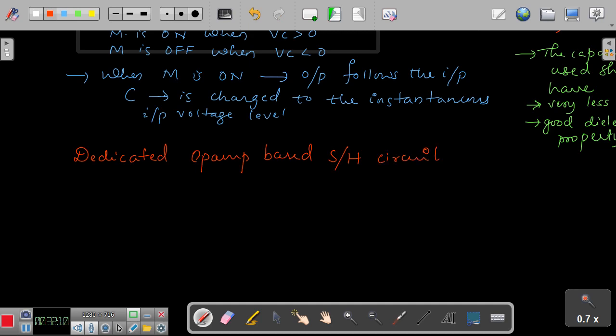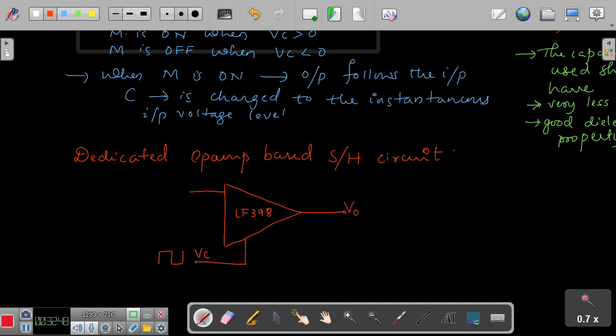One simple diagram, it is just for your understanding. Again, it is given in your book also. So it is, I think, LF 398, if I remember correctly, right? So this is the operational amplifier which is very much meant for the purpose of sampling and holding, right? You just see here how exactly this circuit can be realized. So this is something like this. This is my VC and this is my V0.